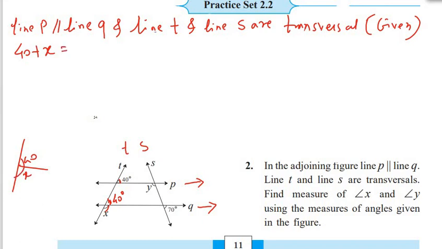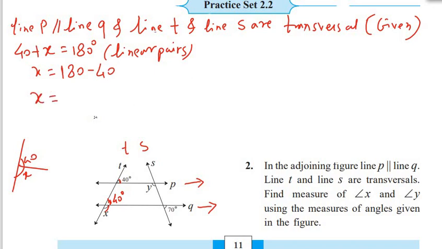40 plus x is equal to 180 degrees because they form a linear pair. Okay, if they form a linear pair then 40 plus x is equal to 180, therefore x is equal to 180 minus 40, that is 140 degrees, and therefore the value of x is 140 degrees. That is your first answer.